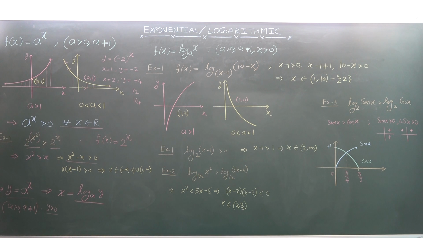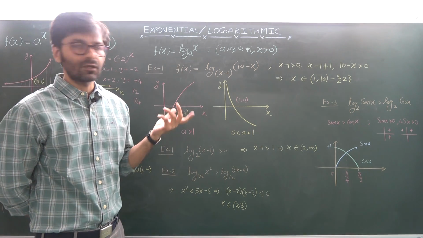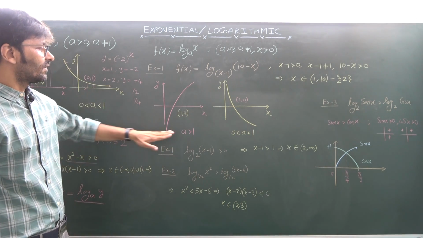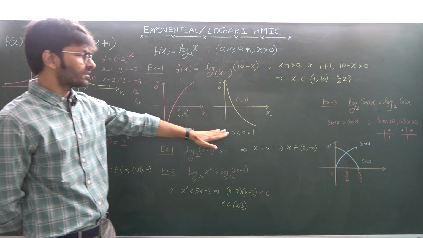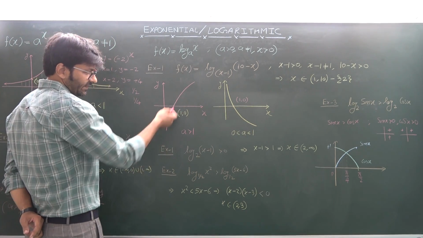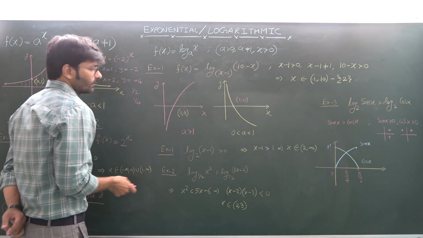Like this particular exponential curve was increasing if a is greater than 1, decreasing when a lies between 0 to 1. Likewise, we are getting two different graphs for log. This particular graph is for a greater than 1 and this is for a between 0 to 1. The curve passes through (1, 0), cutting the x-axis at x equals 1. This one also cuts the x-axis at x equals 1.